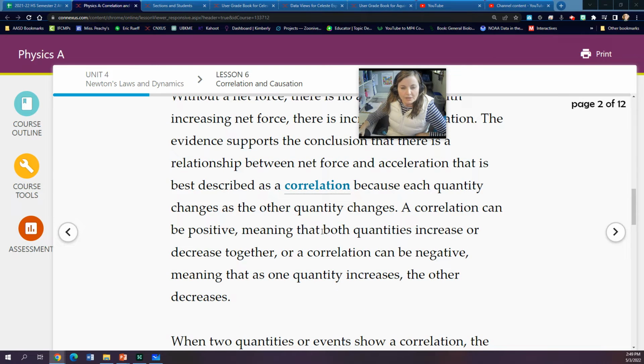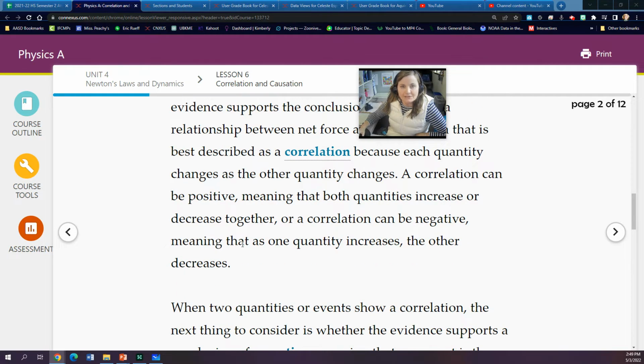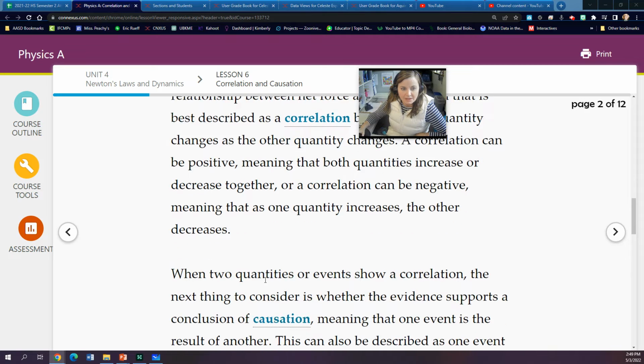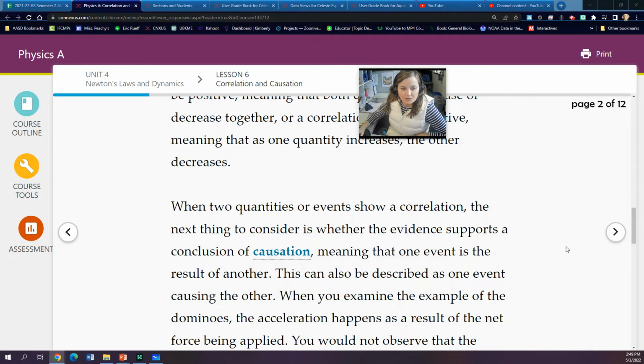When you look at this more closely, correlation can be positive, which means that as you increase one quantity, the other one increases, or it can be negative, meaning as you increase one, the other one decreases, kind of the opposite effect of each other.